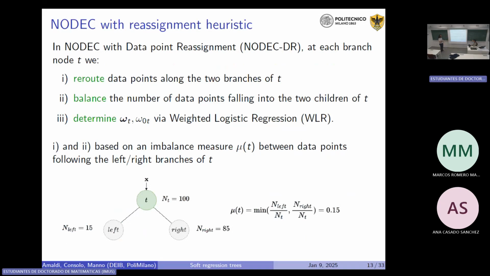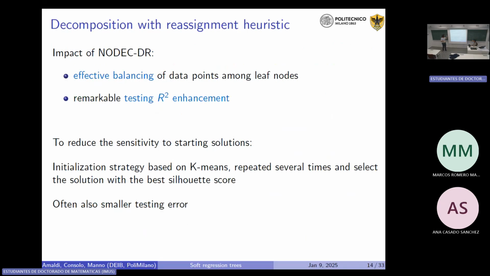And to tune the omega variables of that branch node that is in imbalance, we can apply a classical weighted logistic regression to try to balance the omega terms. I will not give you other details, I just removed some slides, but the idea was that the decomposition with the reassignment heuristic was able to effectively balance the input vectors among the leaf nodes, so exploiting the tree topology. And we were also able to achieve remarkable testing R squared.